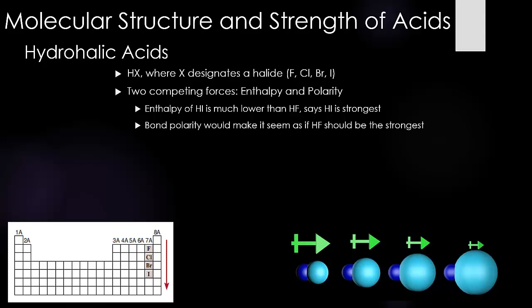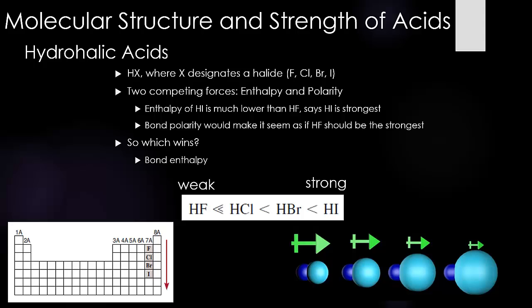The other competing force that we need to consider is how the polarity relates. Because F is very electronegative, it is the most stable as an anion. So this would say that HF is most likely to lose the hydrogen and is therefore the strongest acid. So which force ends up being the driving factor in acid strength? Well, it turns out that the enthalpy determines the strength of the hydrohalic acid. And so HF is your weakest, while HI is your strongest.